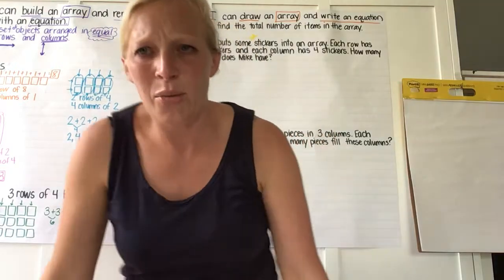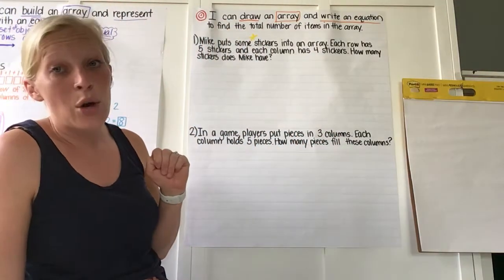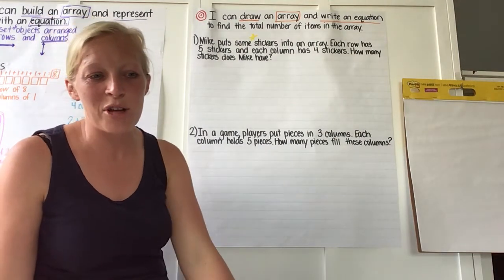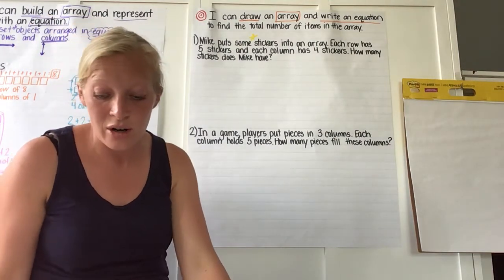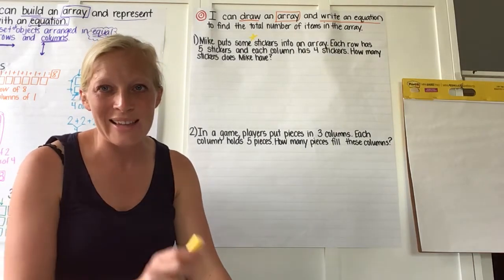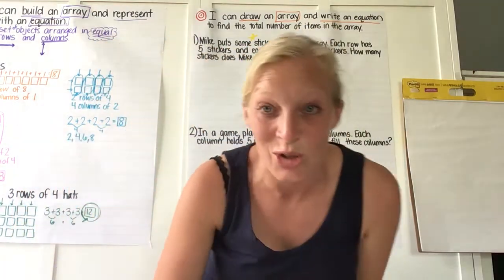Let's think back to the work from today. He has rows of 5 and columns of 4. So how can we use our picture, you might even build first, to help you show Mike's stickers? You may go ahead and begin. I'm going to ask you some questions while you work.